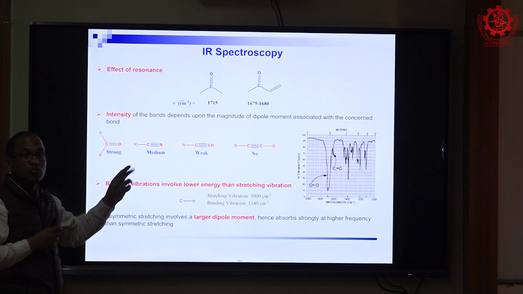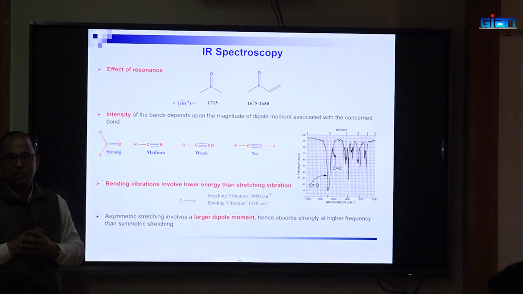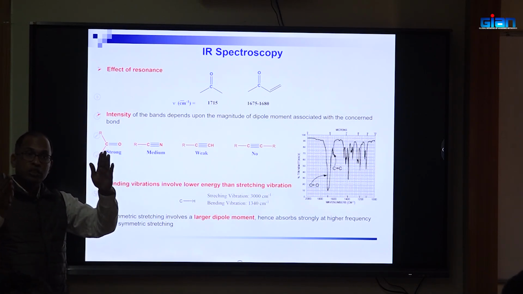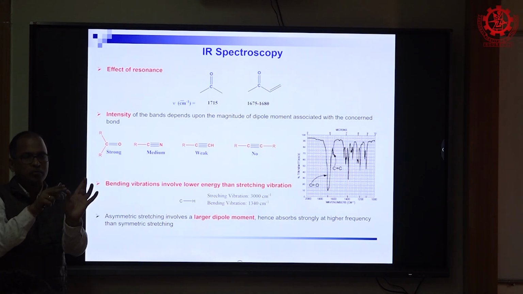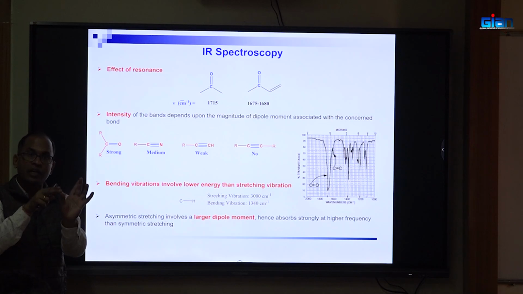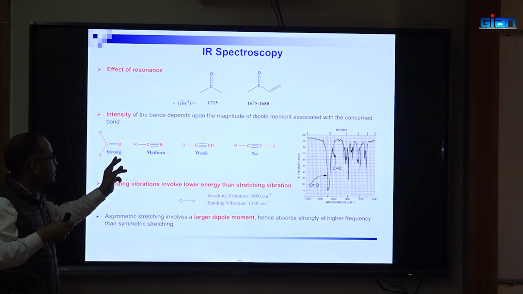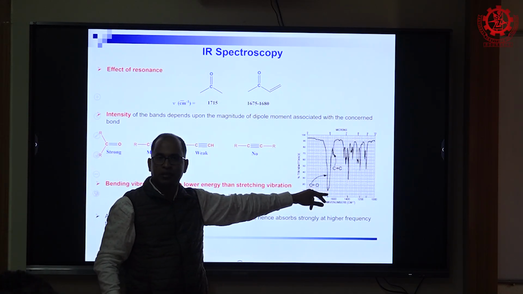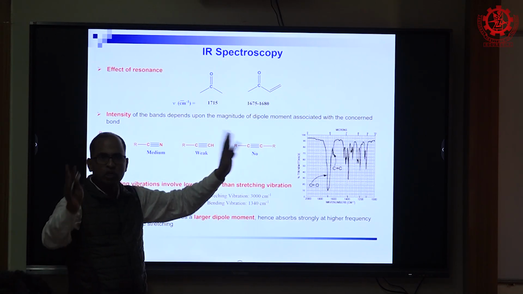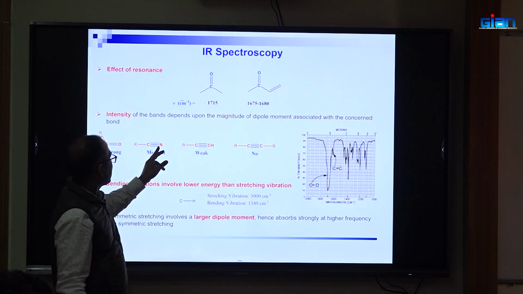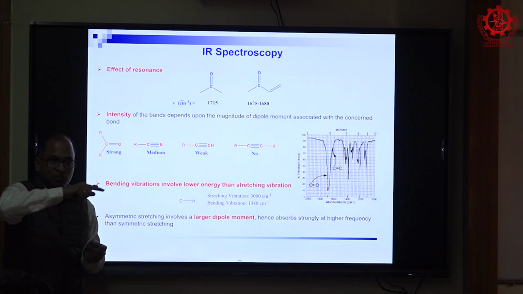So if the electronegativity difference is high, then it is a strong dipole, for example carbon oxygen, then carbon nitrogen. So if any bond, again we are talking about the bond, the two atoms, if the difference is high, then the dipole moment is high. If dipole moment is high, the peak height will be big. Okay. Carbon-carbon, no difference, you will not get any peak. Carbon nitrogen, small difference, you will get a medium peak.